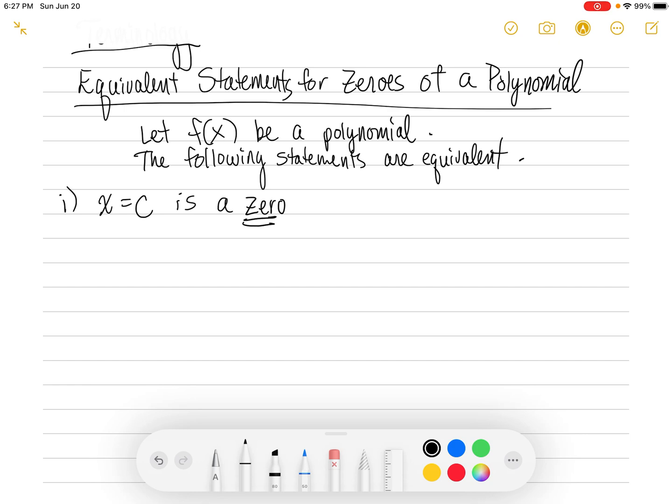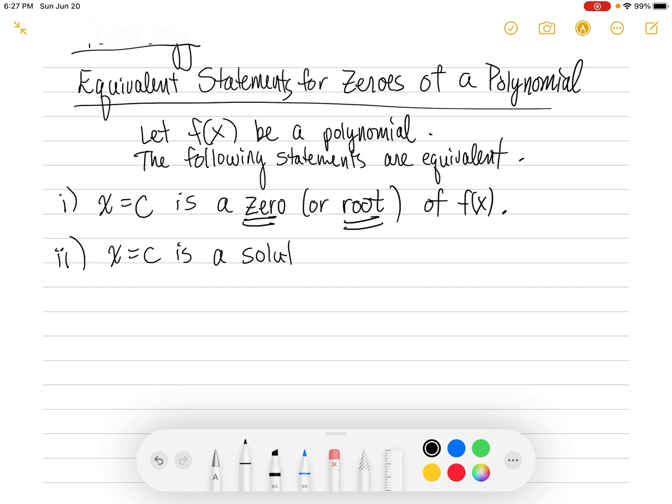We're defining this word called a 0. Or you can also use the alternative for a 0. Some people call it a root. So x equals c is a 0 or a root of f of x. That's one way to make this claim. Now, what does that mean? Alternatively, that means x equals c is a solution to the equation f of x equals 0. So that's what it means for x equals c to be a 0 or a root of a polynomial function. It means that it's a solution to the equation f of x equals 0.